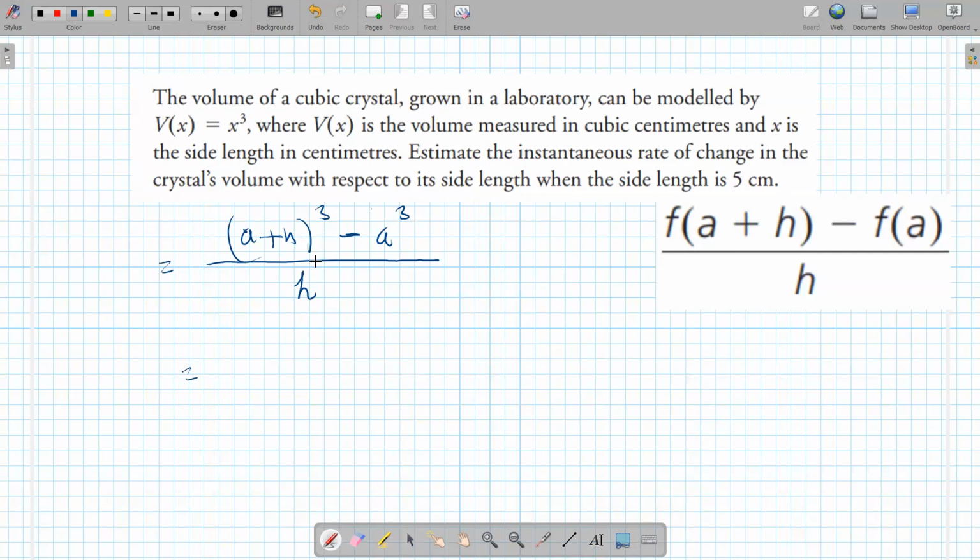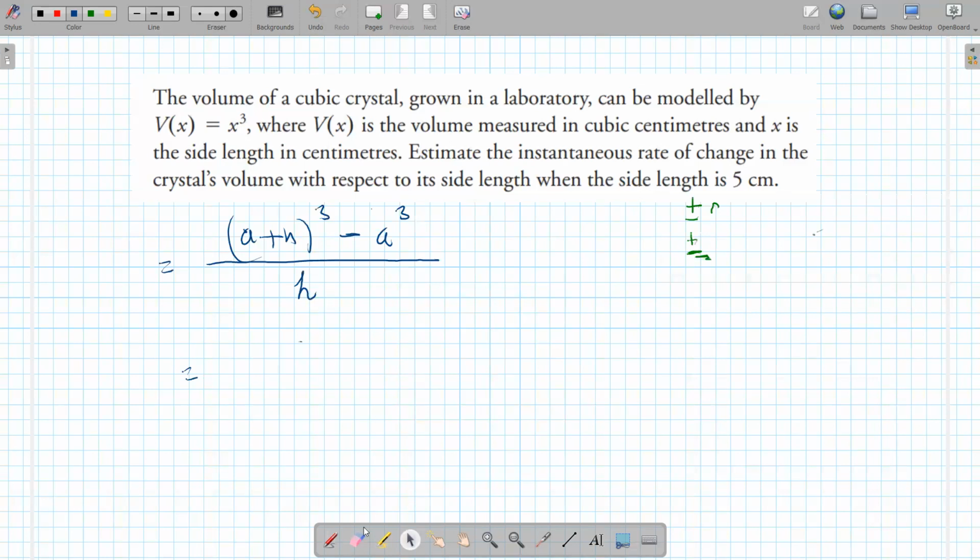What's a plus h cubed? Is it a cubed plus h cubed? No, it's not. There's more things here. These will be part of it, but there's more. So how do you open something with a higher power? We're going to use this idea of Pascal's triangle, which is my preferred way.